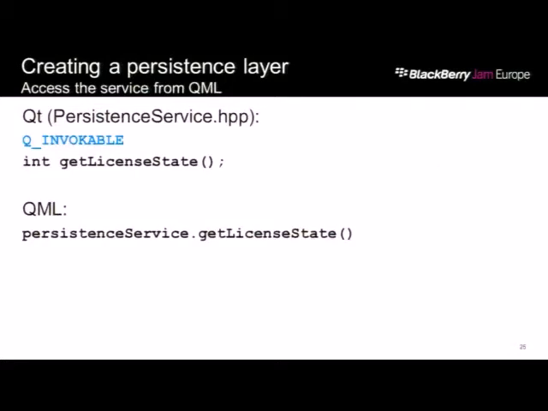Now to access this all from QML, you need the Q_INVOKABLE macro. And so this getLicenseDate, for example, is callable directly from QML, and you just use it by persistenceService.getLicenseDate, and persistenceService is the name we used before to register the service.